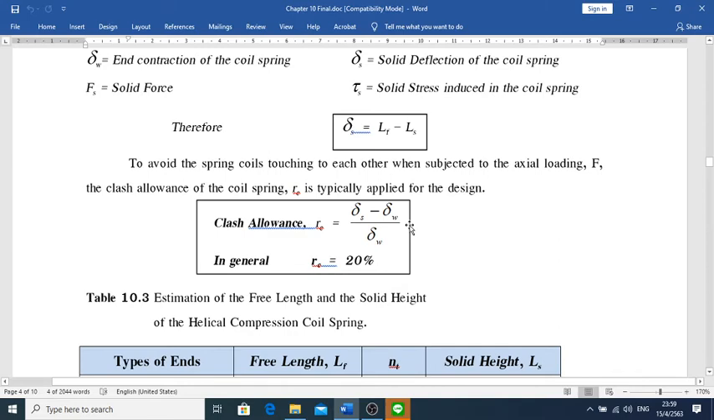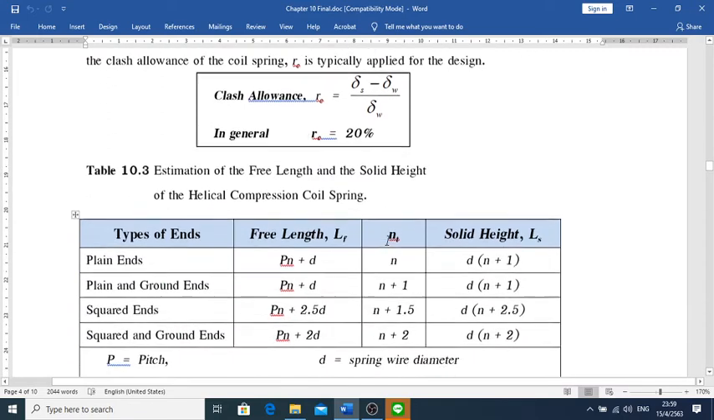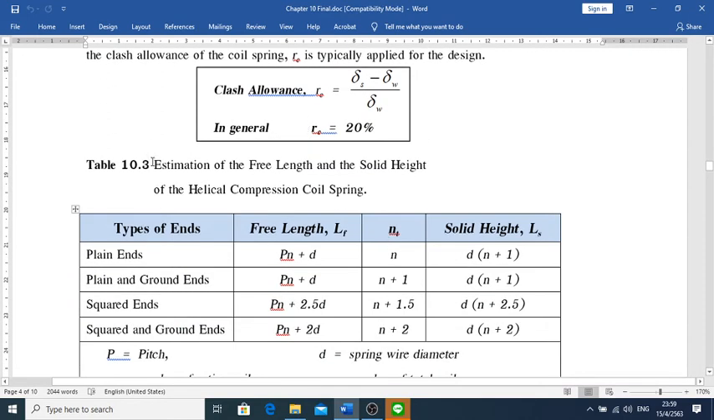In order to avoid the spring coils touching each other, we provide a clash allowance, R sub C, typically about 20 percent. It is delta S minus delta W over delta W, respectively. This is the estimate that we recommend. For a plain end, the free length is equal to P times N plus D, with N sub T as I talked about already.